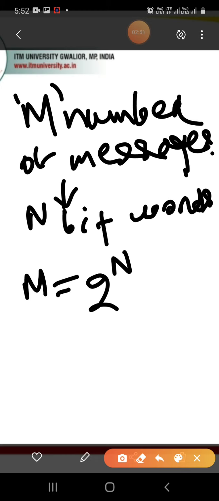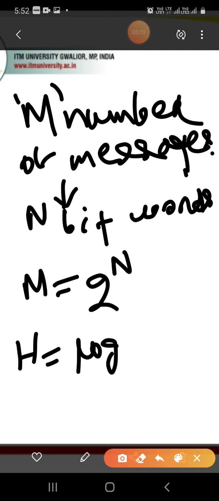Now, we have already seen that the average information content per message, for equally likely messages, is given by H is equal to log 2 M. This is what we discussed in our previous discussion. So H is log 2 M, the average information content per message.